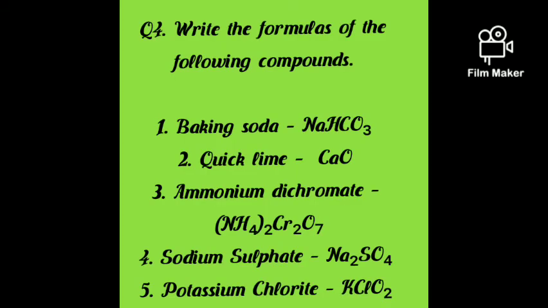Write the formulas of the following compounds. Number 1 is baking soda, NaHCO3, sodium hydrogen carbonate. Quicklime is CaO. Ammonium dichromate is (NH4)2Cr2O7. Sodium sulfate is Na2SO4.